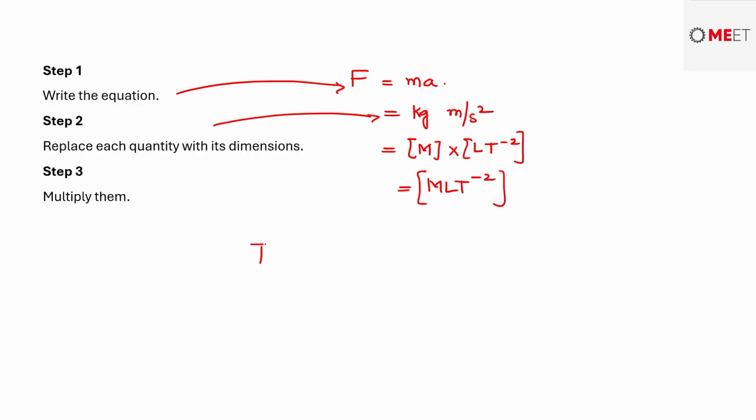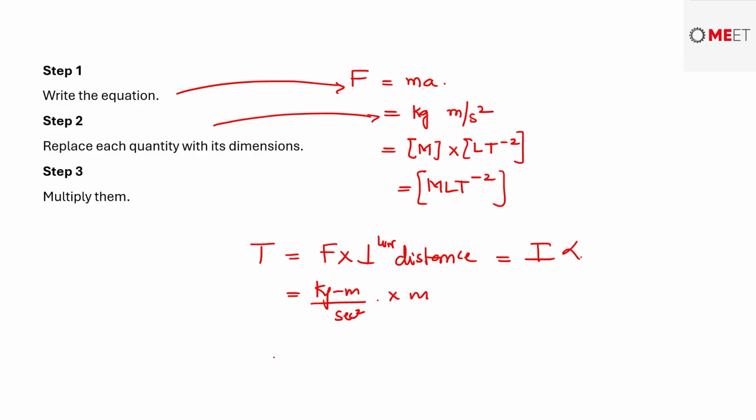Same way for the torque also it can be expressed. Torque is force into perpendicular distance, or another expression of torque is I times alpha. For force we have the relationship kg meter per second square, and perpendicular distance is meters. So this would be M L square T power minus 2.